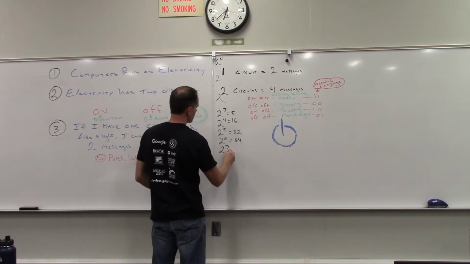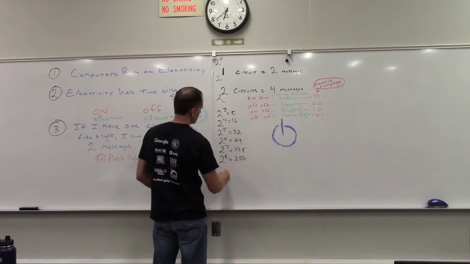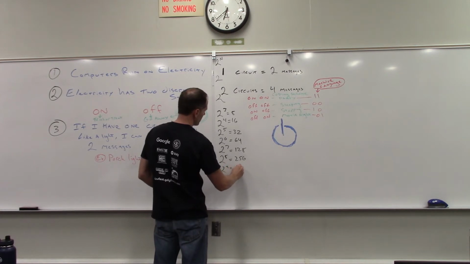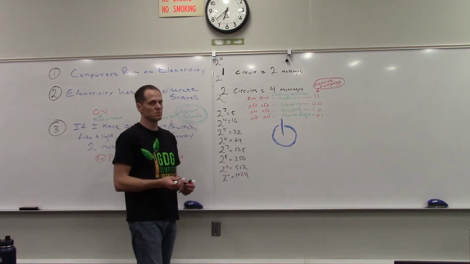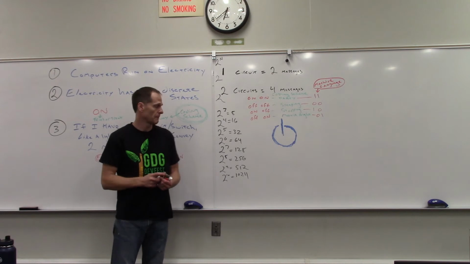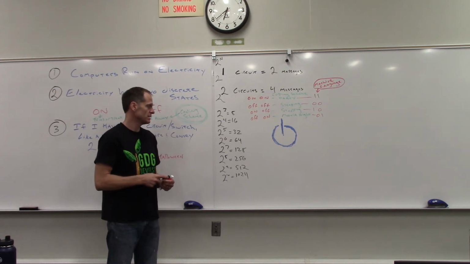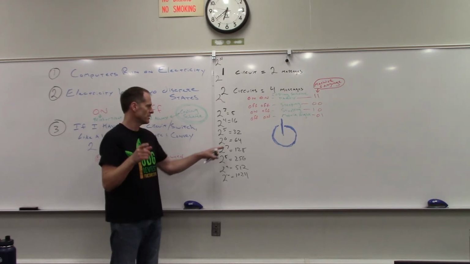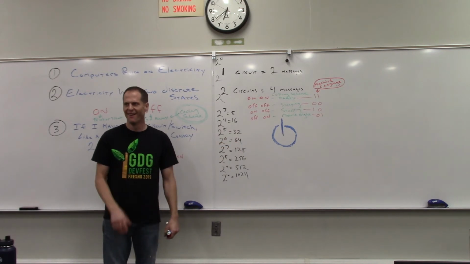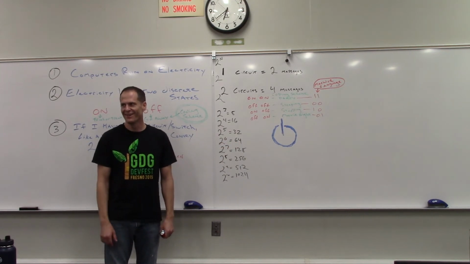2 to the 7 is equal to 128. 2 to the 8 is equal to 256. And 2 to the 9 is equal to 512. And 2 to the 10 is equal to 1024. Those are starting to sound like computer numbers. 32, 64, 128, 256, 512, 1024, like, they got a 64 gigabyte SD card in that computer.